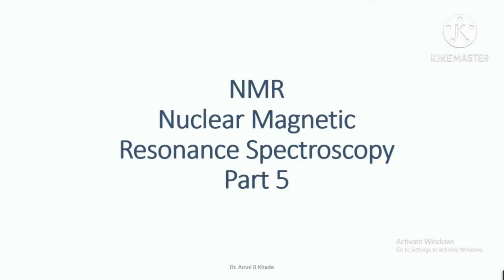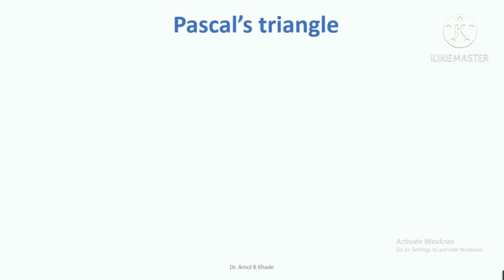Welcome back to this video session of nuclear magnetic resonance spectroscopy, part 5. In the previous part we have seen the solvents we can use to record a proton NMR. We have also seen an empirical rule, that is n+1, and we have seen the Pascal triangle. Now in this particular session we will be discussing how we can draw or remember the Pascal triangle.